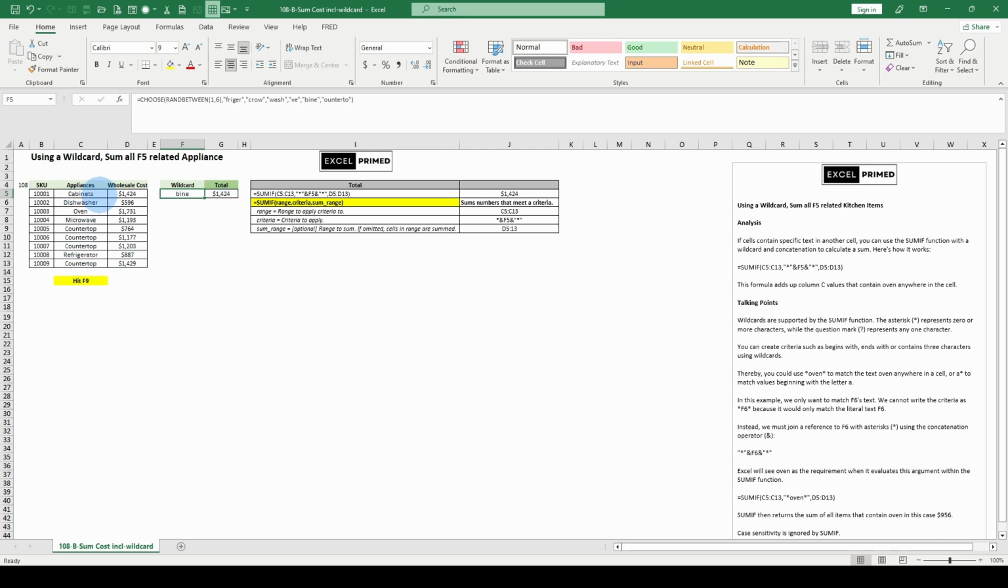F9, buying. Well, what has buying in it? Well, cabinets has buying. 1424. F9. Owner 2. Counter. How about owner 2? Countertop. 3, 4, 6, 8. How many? 1, 2. Add them up.